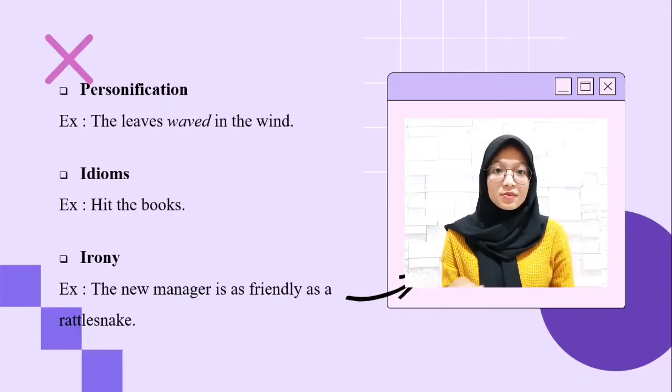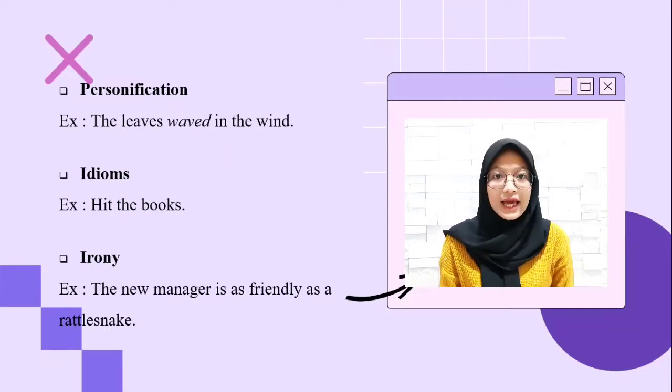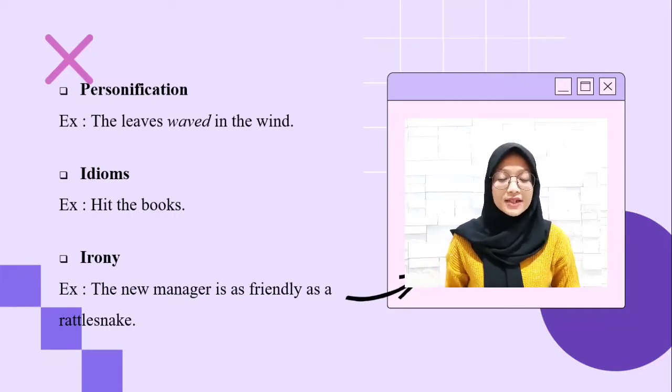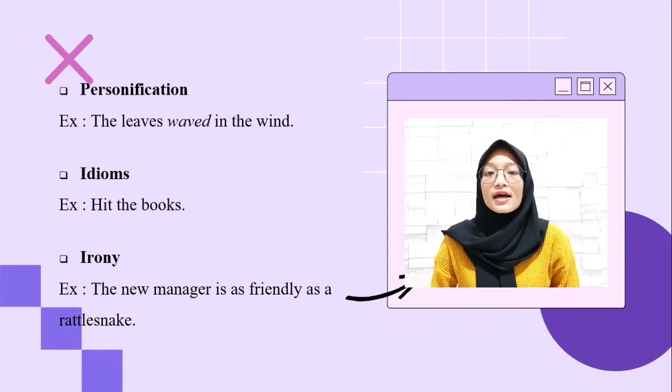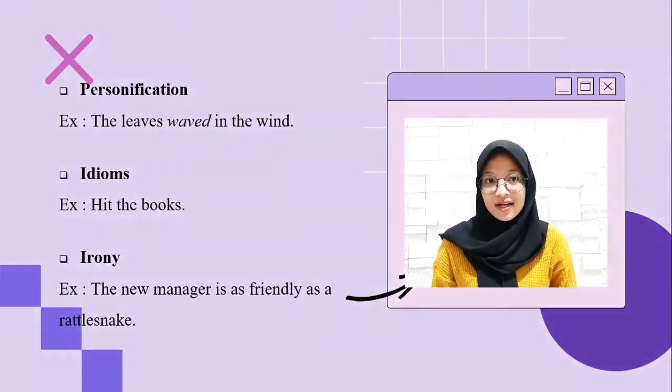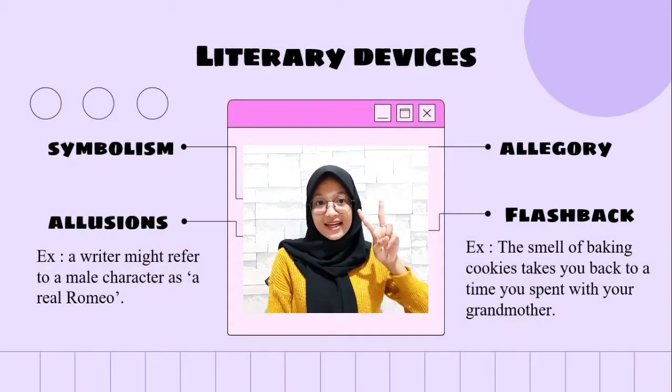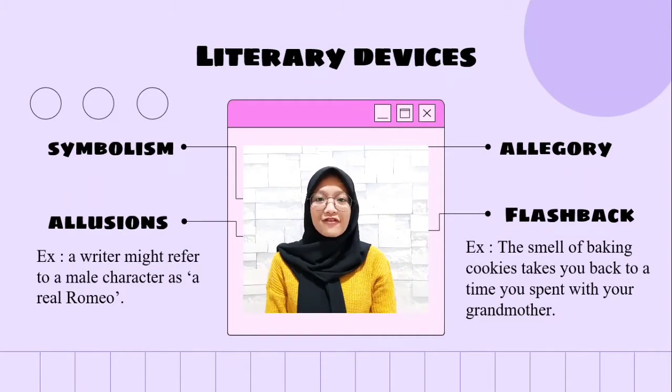Irony is when a statement is used to express an opposite meaning to the one literally expressed by it. For example, the new manager is as friendly as a rattlesnake. Okay, the second point is literary devices.